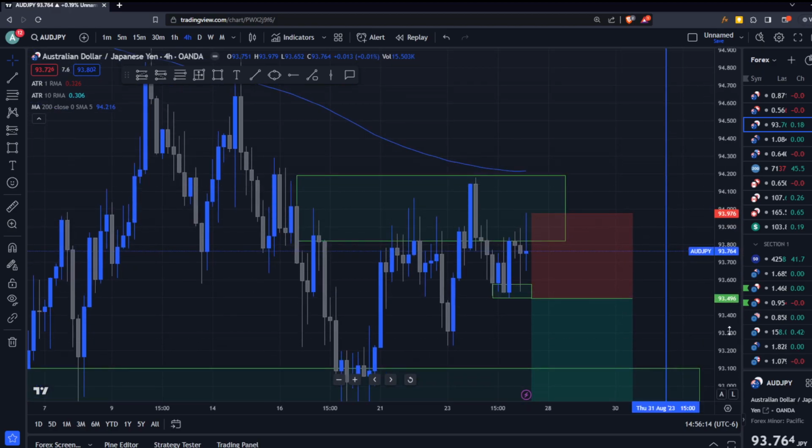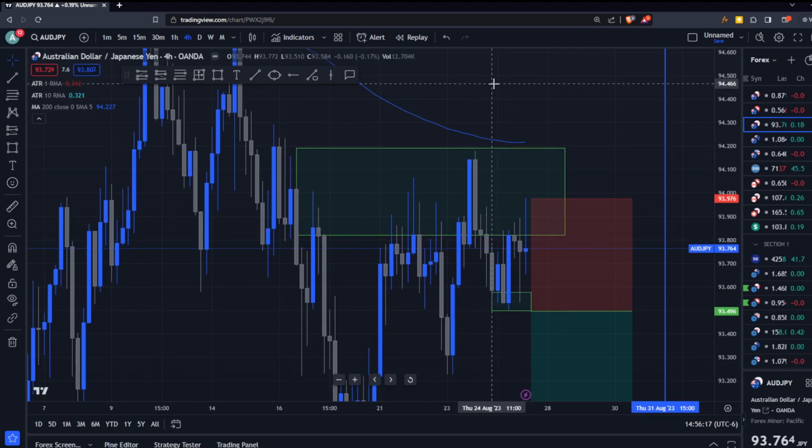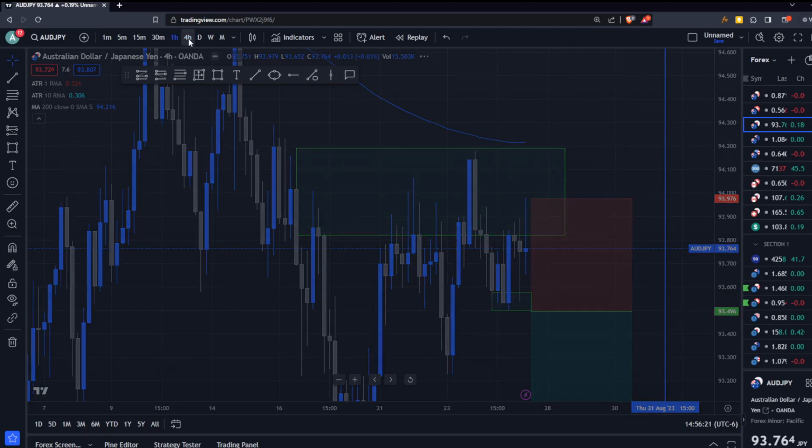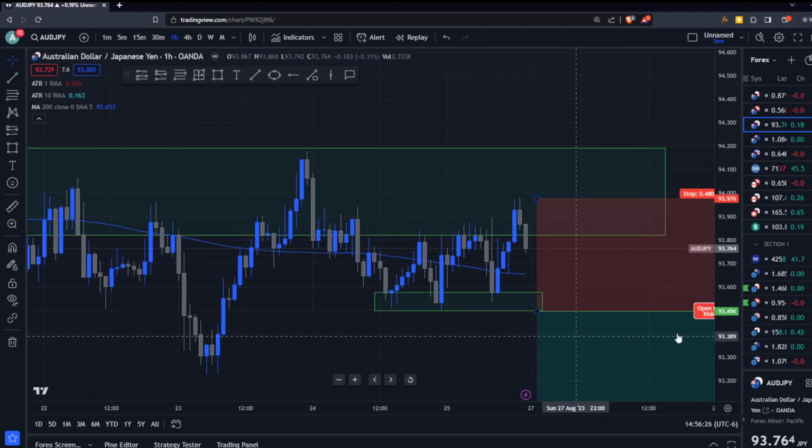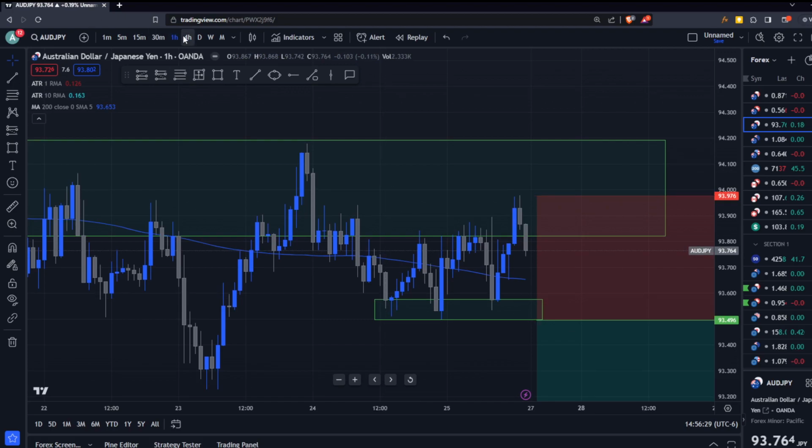I'm looking at price breaking this little area here. You can see there's a ton of wicks. This is the 4-hour time frame. Price is below the 4-hour moving average. It's going to be below the 1 hour as well once it breaks this area. So it's below all the moving averages.